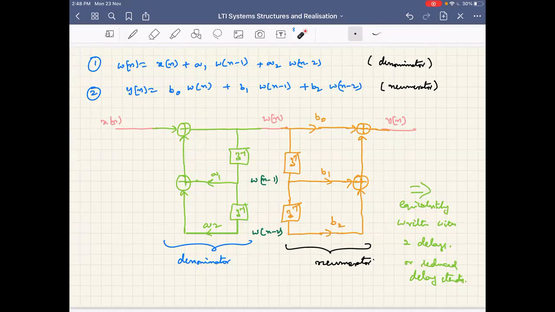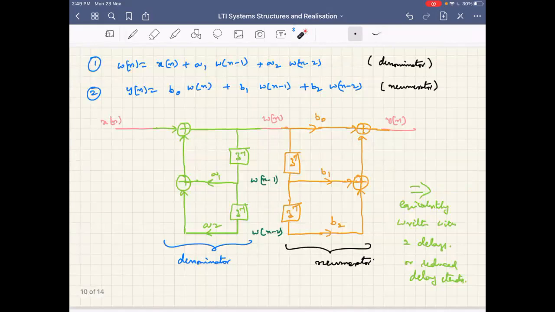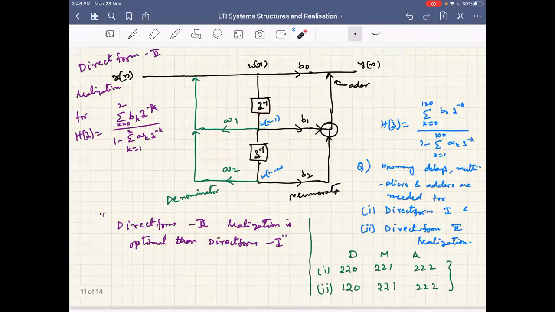So equivalently, what we are doing is reducing the number of delays for realization. This whole structure, this H(z), can be realized with only 2 delays instead of 4 delays, unlike in the direct form 1 implementation. And this put together is referred to as the direct form 2 implementation. Okay, so this is efficient in the sense that it needs a lesser number of delays for its realization.